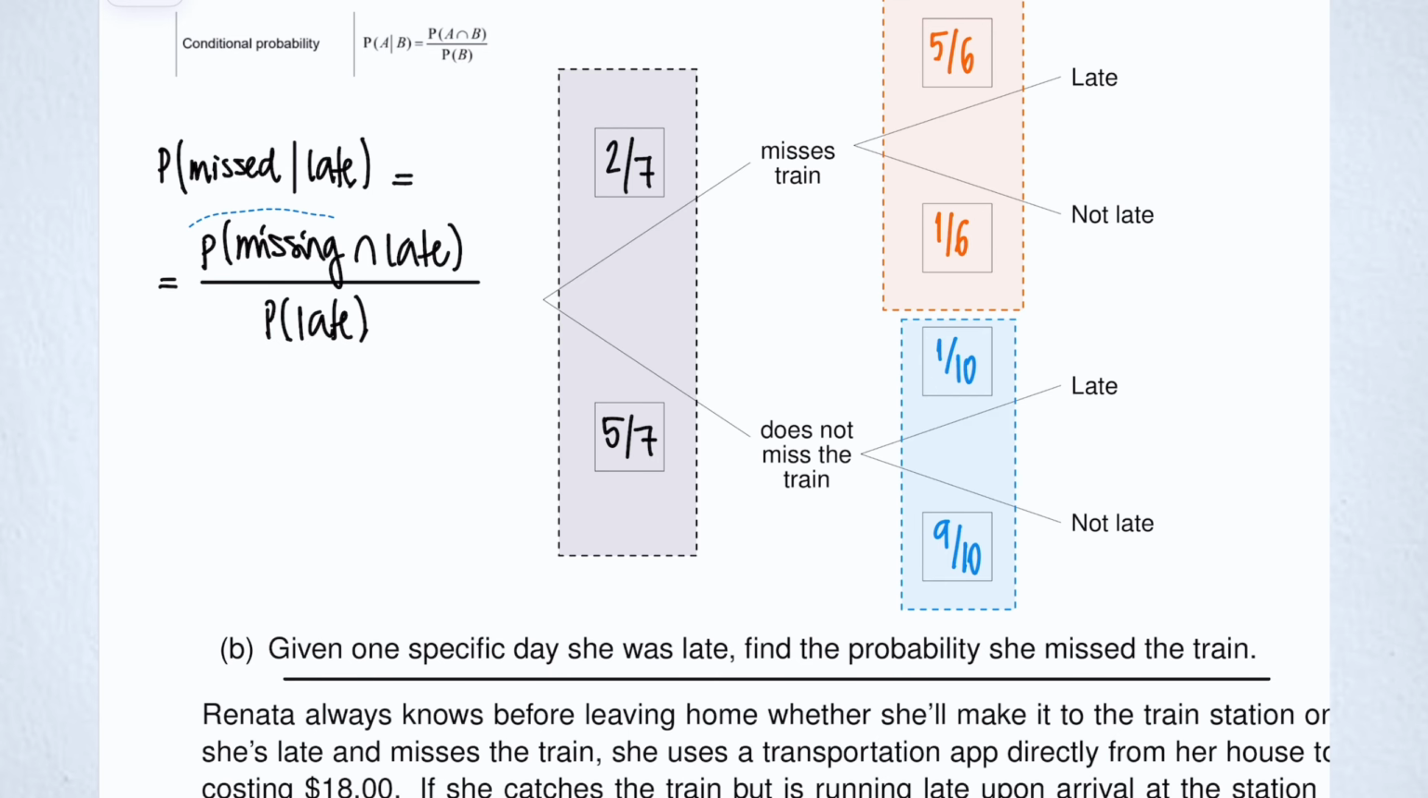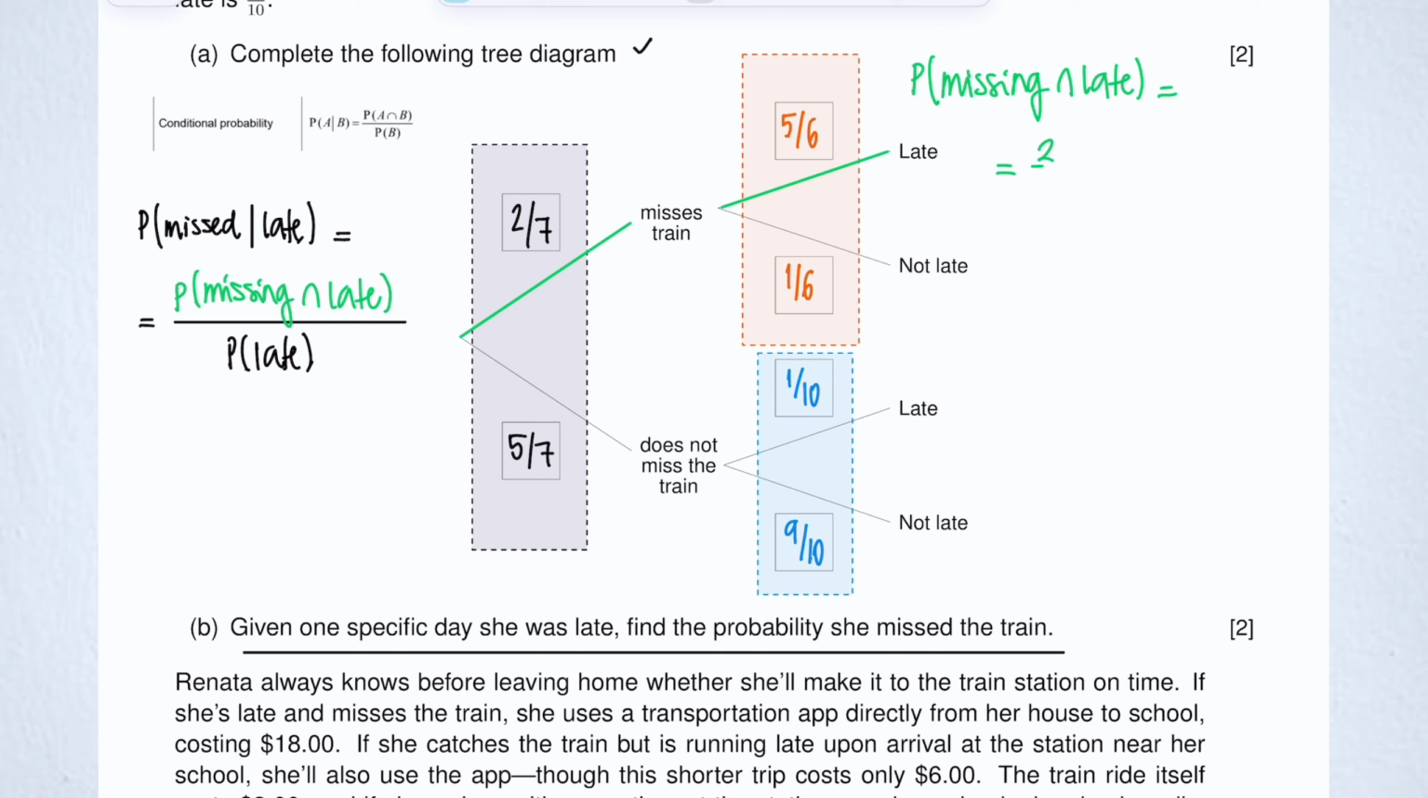Now, we can color code this, and the probability of missing and being late is this times this, so 2 over 7 times 5 over 6. We multiply these probabilities to get the probability of missing the train and being late, which gives us 5 over 21. Now on to the probability of being late.